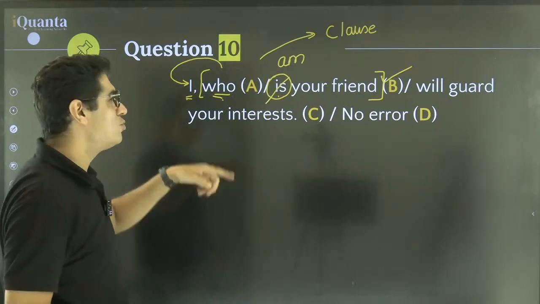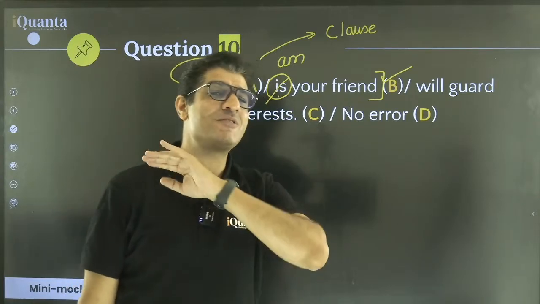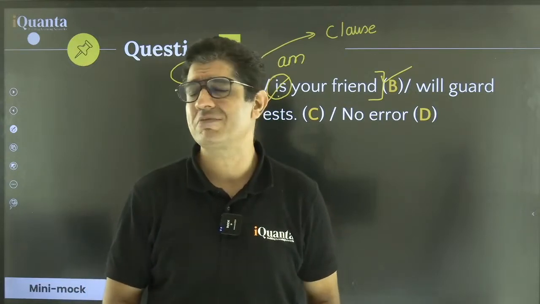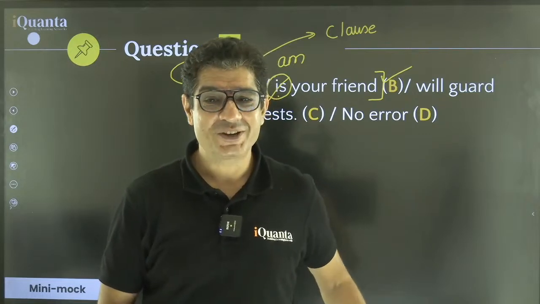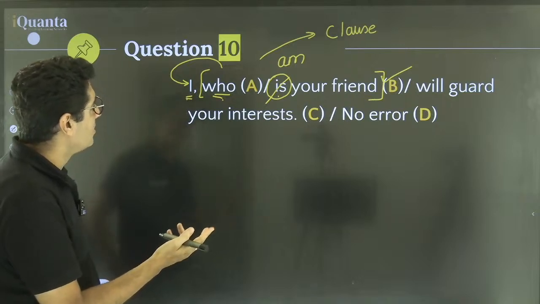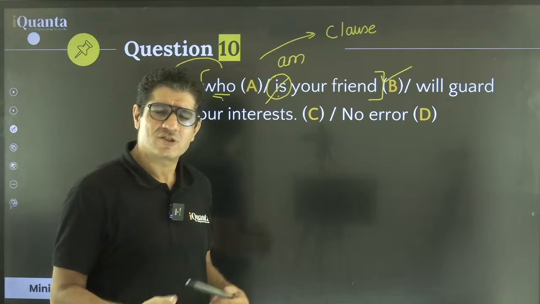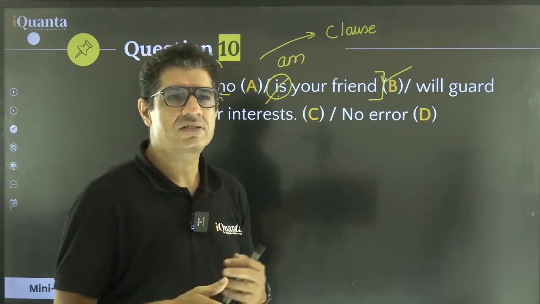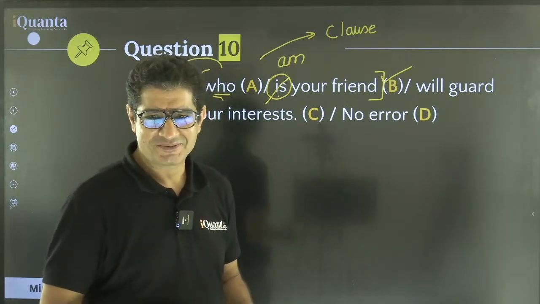So, "I, who am your friend, will guard your interests." A lot of you, when you read it out, would probably find it wrong. You say, "I who am, isn't that wrong?" But when it comes to grammar, you need to write it as "am." The rest of it is fine. Say, "I am your friend and will guard your interests." Your interests are things that benefit you. So that's absolutely all right.